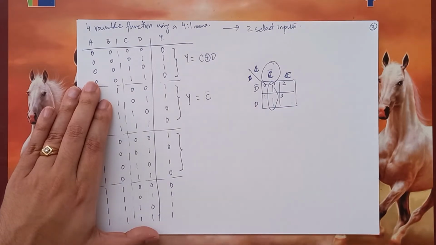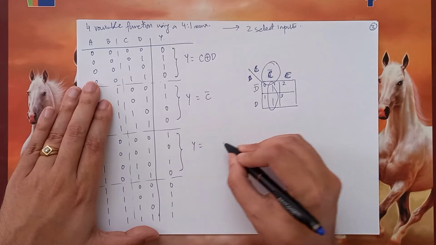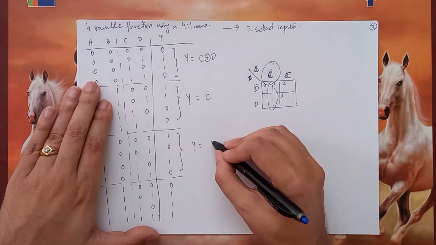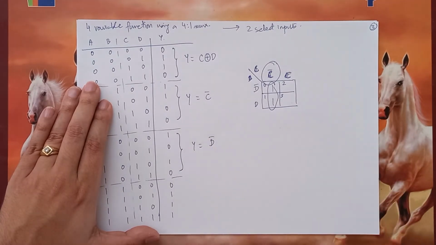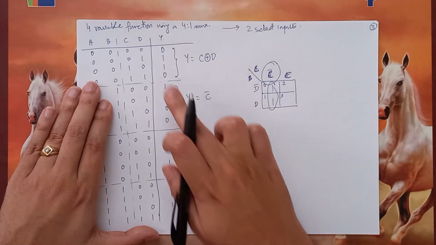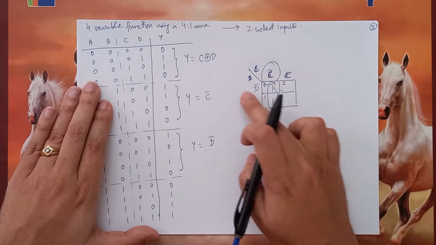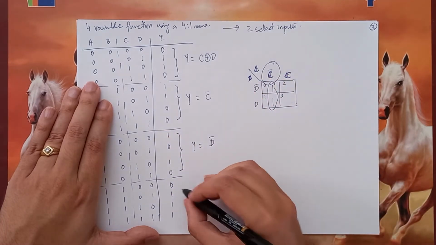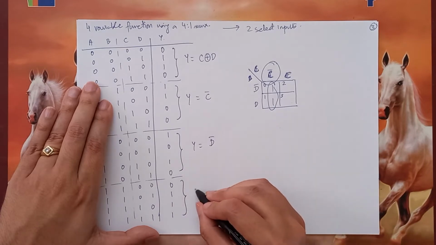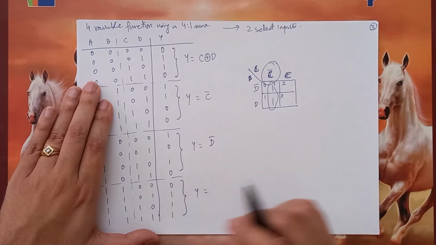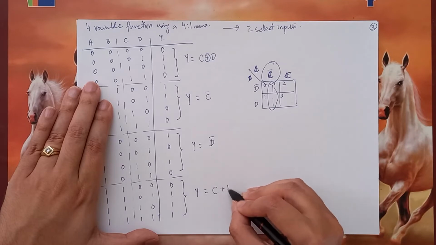For the third period, you can very easily prove that Y will be equal to D bar. So earlier the minterms were 0 and 1, now it's 0 and 2, they'll be here and here, which will correspond to D bar. And over here, Y will be equal to the OR function, that is C plus D.